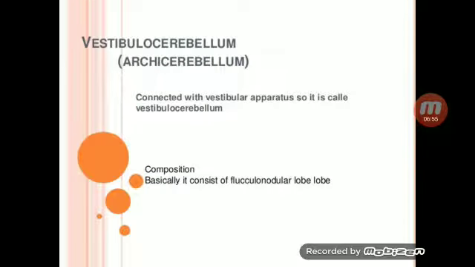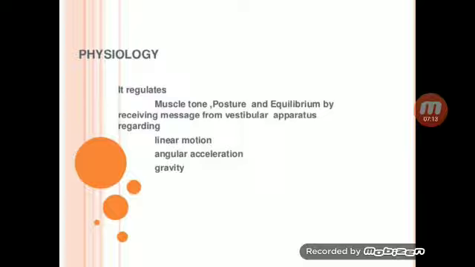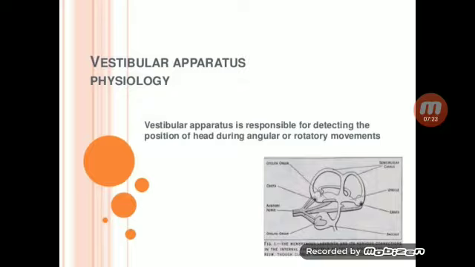So the vestibulocerebellum, how does it do its function? It is connected with the vestibular apparatus, hence the name vestibulocerebellum, and basically consists of the flocculonodular lobe. It regulates muscle tone, posture, and equilibrium by receiving messages from the vestibular apparatus regarding linear motion, angular acceleration, and gravity. The vestibular apparatus is responsible for detecting the position of the head during angular and rotatory movement, as you all know.